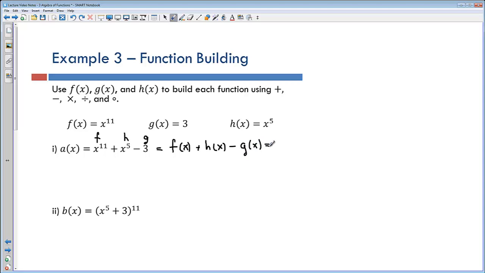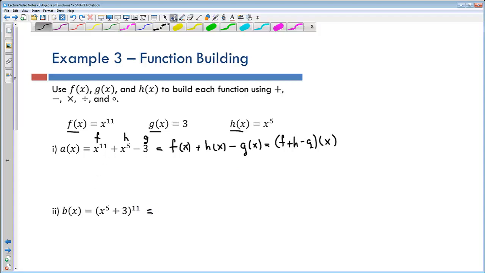Then we can rewrite this even further, using functional notation, as f plus h minus g, all evaluated at x. That's how we can rewrite this function in terms of these other functions, f, g, and h. So this was an example involving addition and subtraction. Now down here, what you notice is going to be a little bit harder, but if you think about it, it's really not that bad.